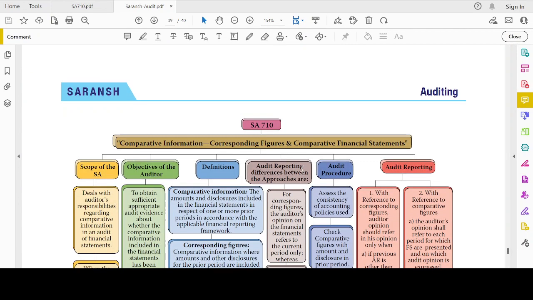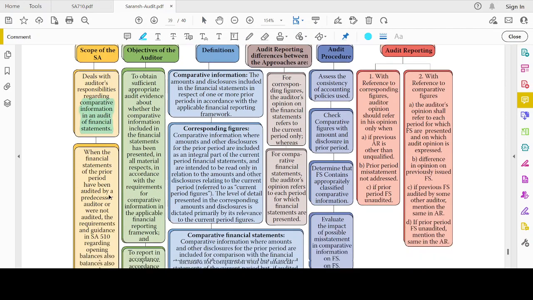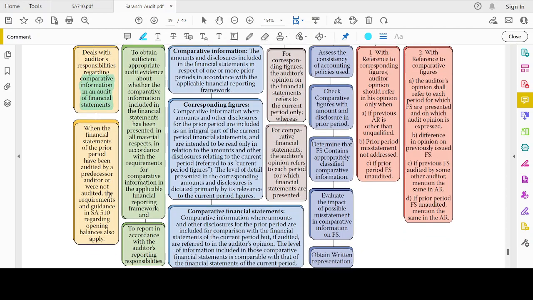Scope of this SA: it deals with the auditor's responsibility regarding the comparative information in a financial statement. When the financial statements of the prior period have been audited by a predecessor auditor or were not audited, the requirements and guidance of SA 510 regarding the opening balances shall apply.